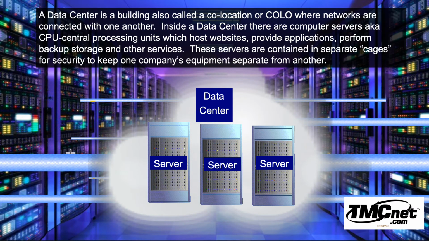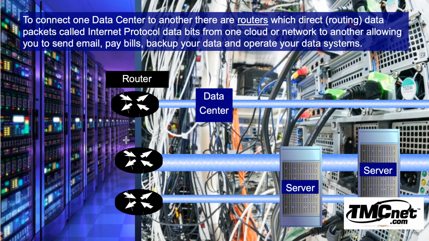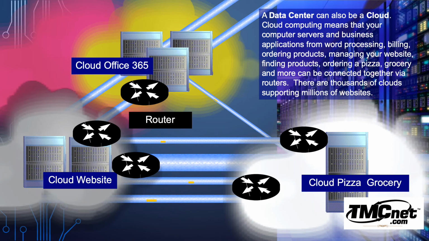A data center is a building, also called a colo or co-location center, where networks are connected together. Inside a data center there are computer servers, also known as CPUs, which host websites, provide application support, perform backup and storage, and other services. These servers are contained in separate cages for security to keep one company's equipment separate from another. To connect one data center to another, there are routers which direct or route packets called IP, data bits, from one cloud or network to another, allowing you to send email, pay bills, back up your data, and operate your data system. A data center may also be a cloud.